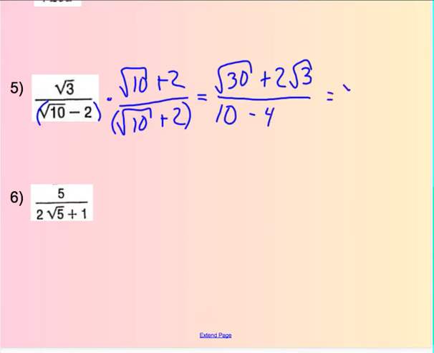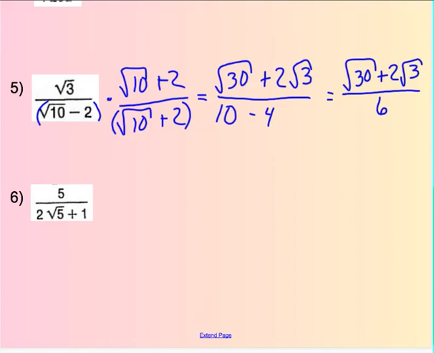Simplifying in our numerator, we have square root of 30 plus 2 times the square root of 3, all over 10 minus 4, which is 6. The square root of 30 cannot be simplified because it doesn't have a perfect square factor. So that is as simplified as we can get.